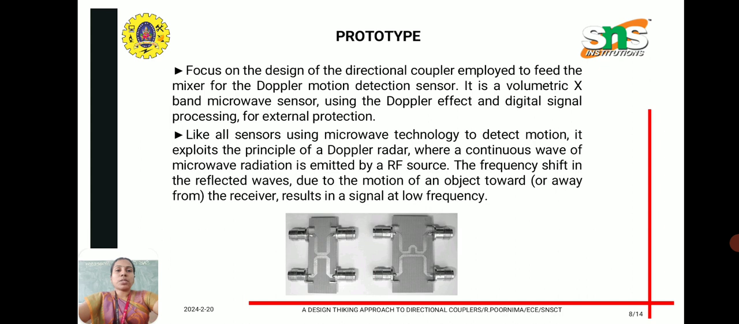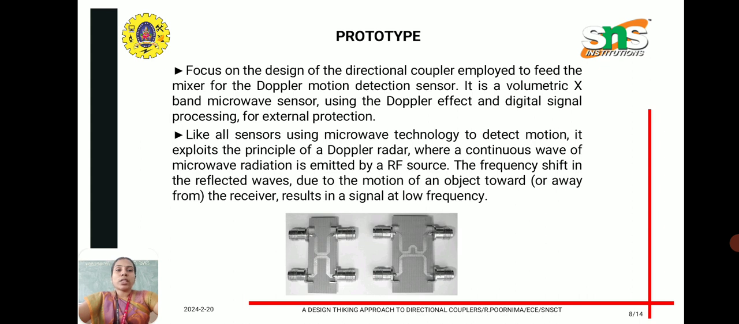Next is the prototype stage. Here we are considering the design of the directional coupler employed to feed the mixer of the Doppler motion detection sensor. It is a volumetric X-band microwave sensor which uses the Doppler effect and digital signal processing for external protection. Like all the other sensors using microwave technology to detect motion, it exploits the Doppler radar principle, where a continuous wave of microwave radiation is emitted by an RF source, and then we receive the reflected waves.